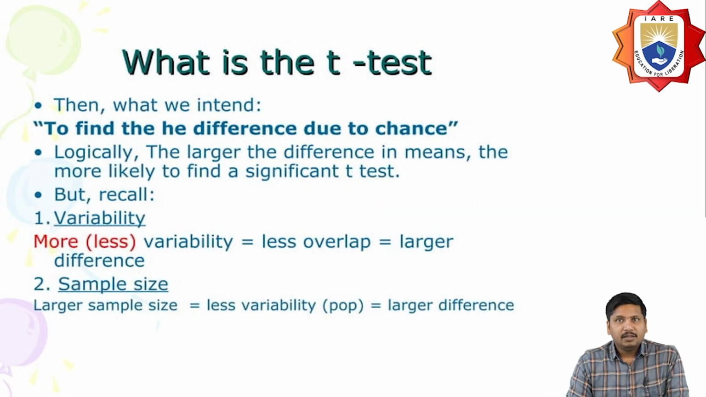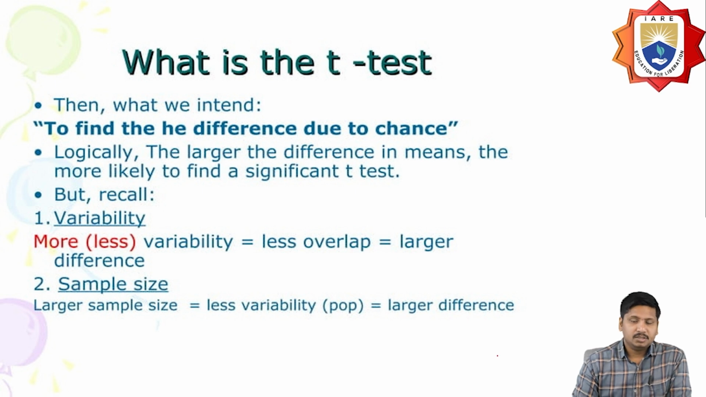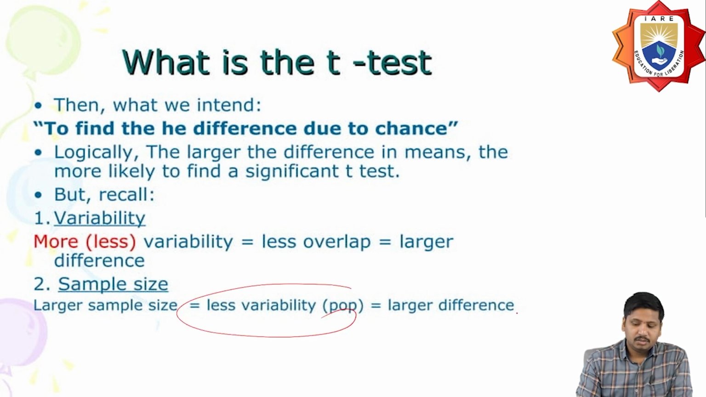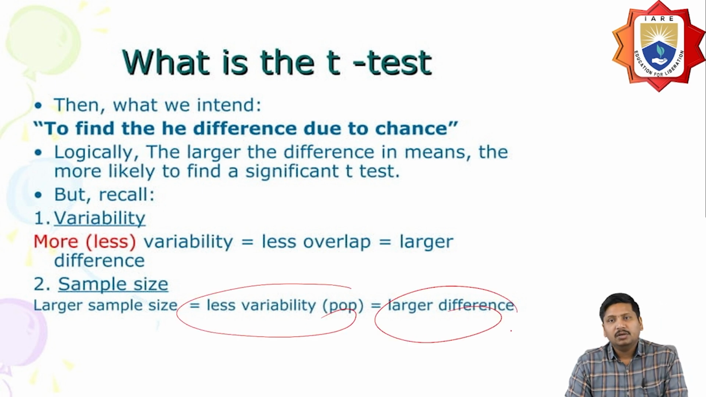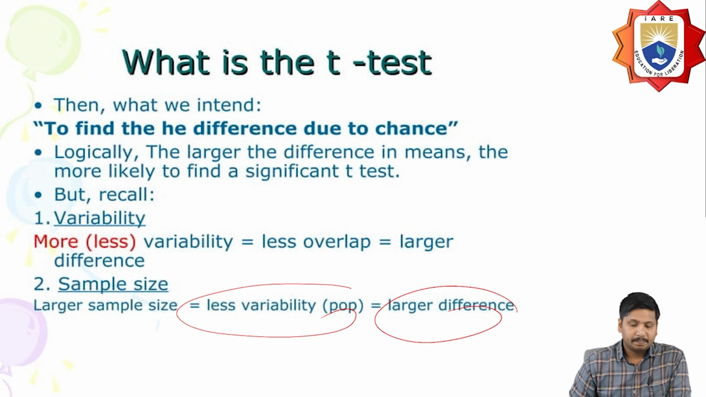In order to find whether the difference is due to chance, logically the larger the difference in means, the more likely we are to find a significant test. As for variability, less variability means less overlap and a larger difference. And a larger sample size means a larger difference.